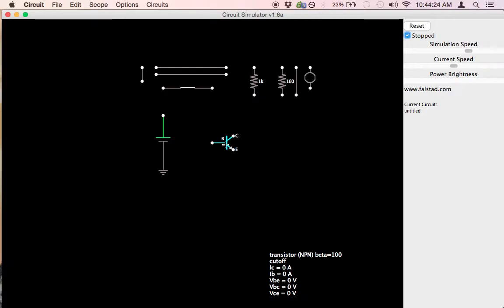Let's wire up this NPN BJT as a common emitter switch. Before we do that, let me explain a little bit about the two main types of BJTs. There's the NPN, or negative positive negative type, and there's the PNP, or positive negative positive type. The first one we're going to look at is NPN.